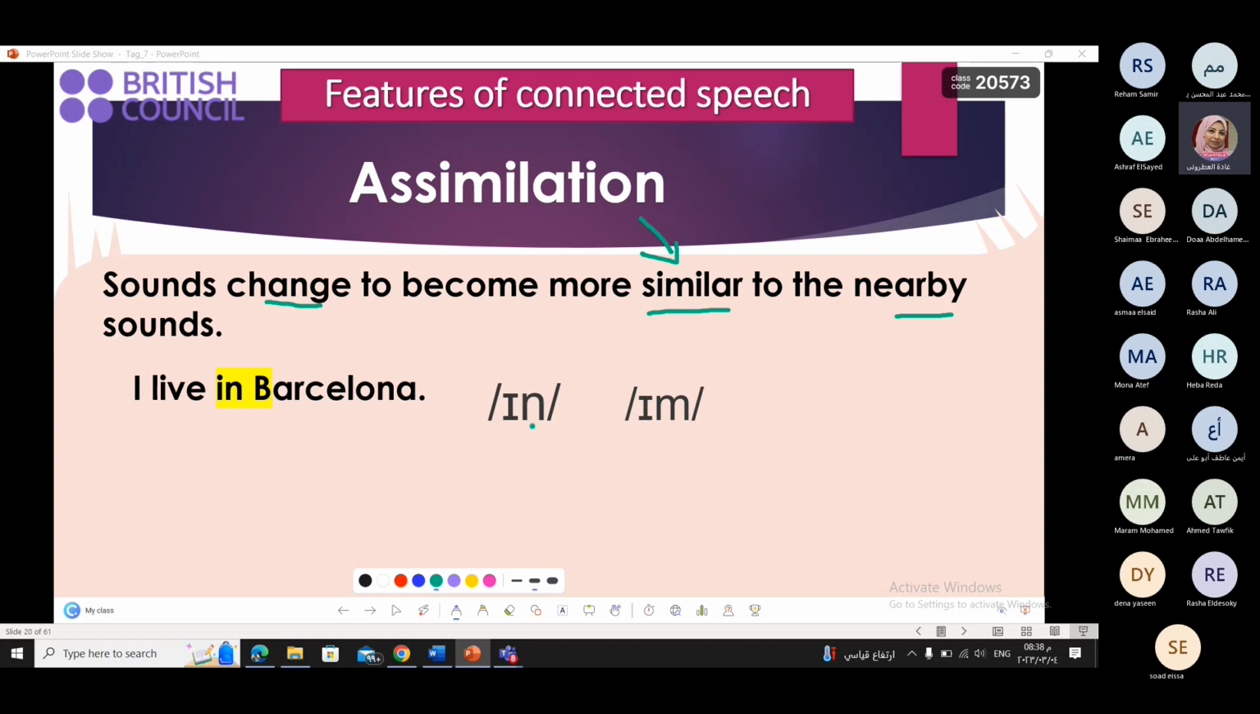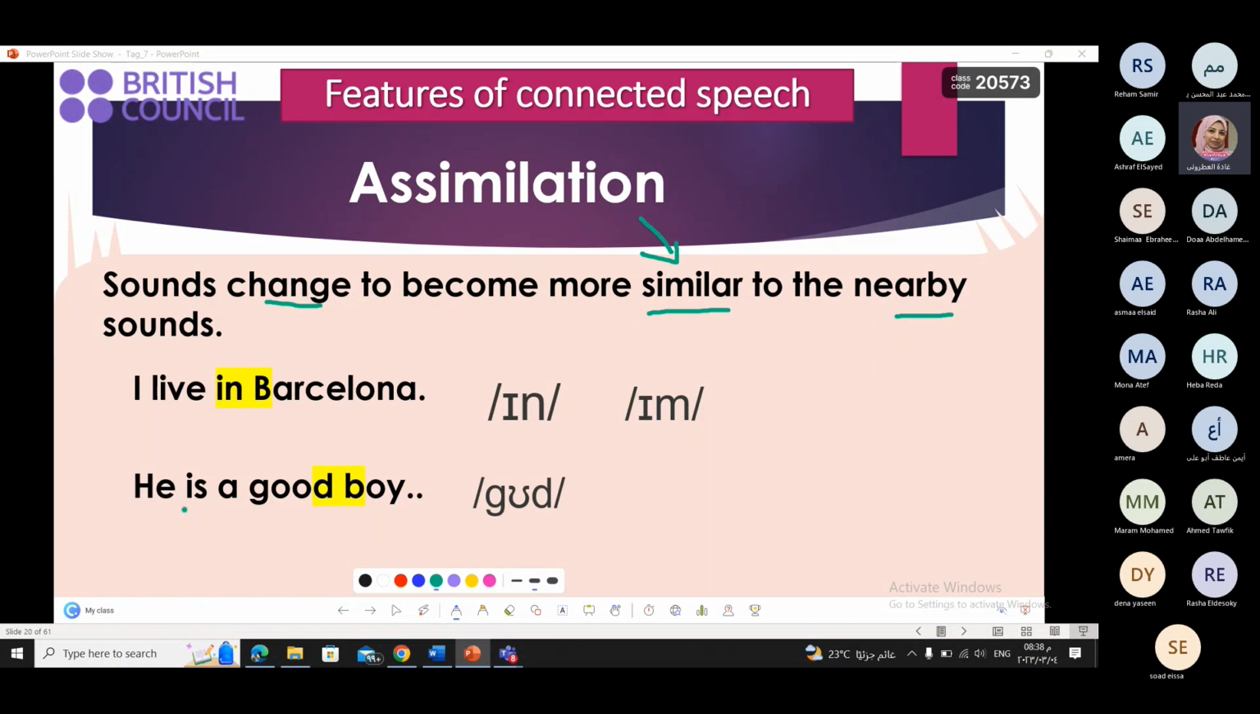You can practice. Let me hear your voices. I live in Barcelona. I live in Barcelona. Good. In this sentence, who can read this, please? He is a good boy. Yeah, excellent. Perfect. He is a good boy.